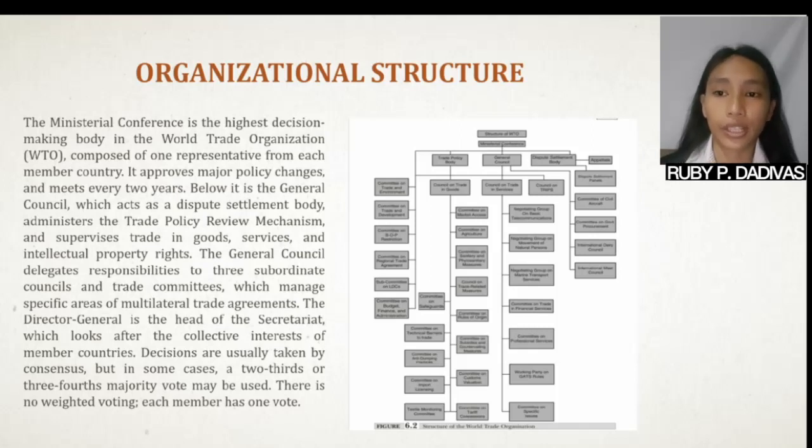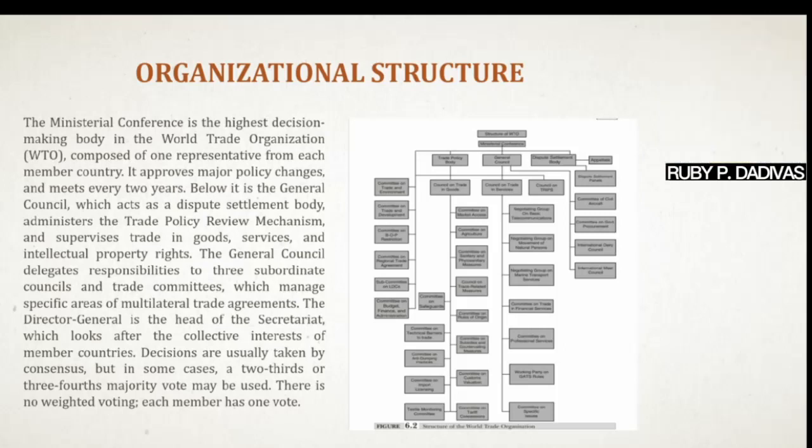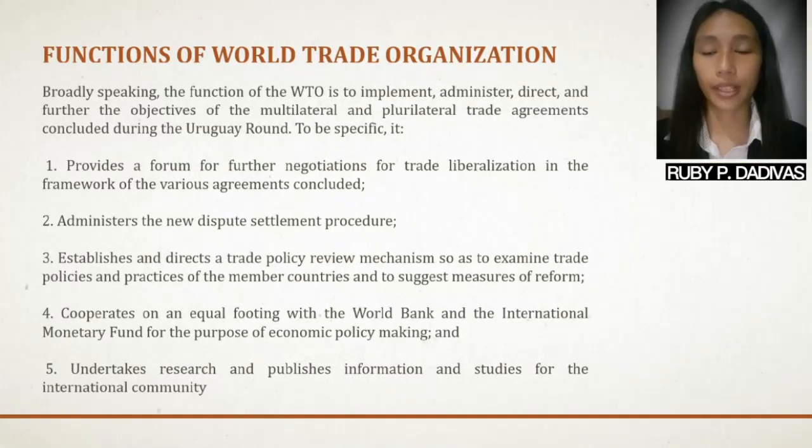work of the organization. In the World Trade Organization decision-making process, consensus is the preferred method for arriving at decisions. However, if consensus cannot be reached, a two-thirds or three-fourths majority vote may be used. There is no weighted voting and each member has only one vote. The functions of the World Trade Organization.